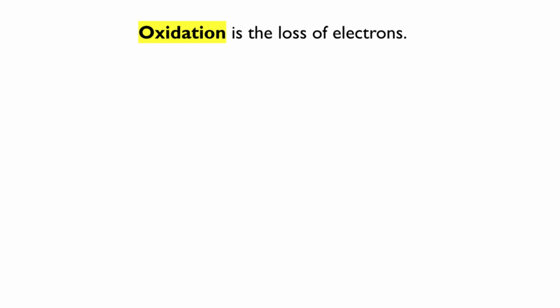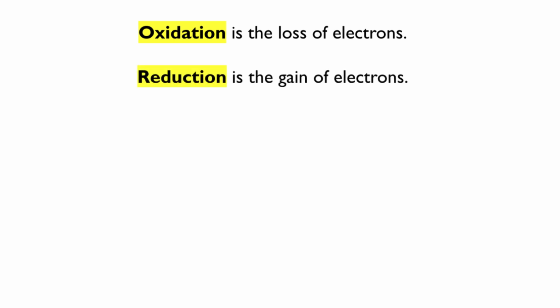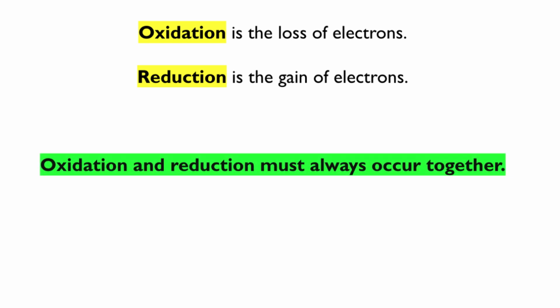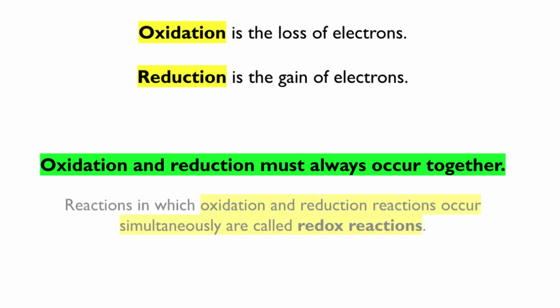A quick reminder from a previous lesson, oxidation refers to the loss of electrons, while reduction is the gain of electrons during a chemical reaction. Oxidation and reduction must always occur together because for electrons to be lost and gained, they have to come from somewhere and they have to go somewhere. Reactions in which oxidation and reduction occur at the same time are known as redox reactions. When one part of the reaction gets oxidized, the other part gets reduced.